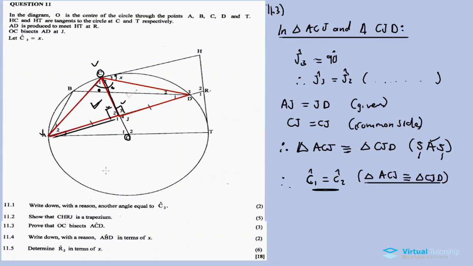So for this one, we have to show angle ABD in terms of x. In other words, we have to calculate the angle ABD, the angle ABC. We want to show the angle. This angle is equal to what in terms of x? This angle, right? Okay.